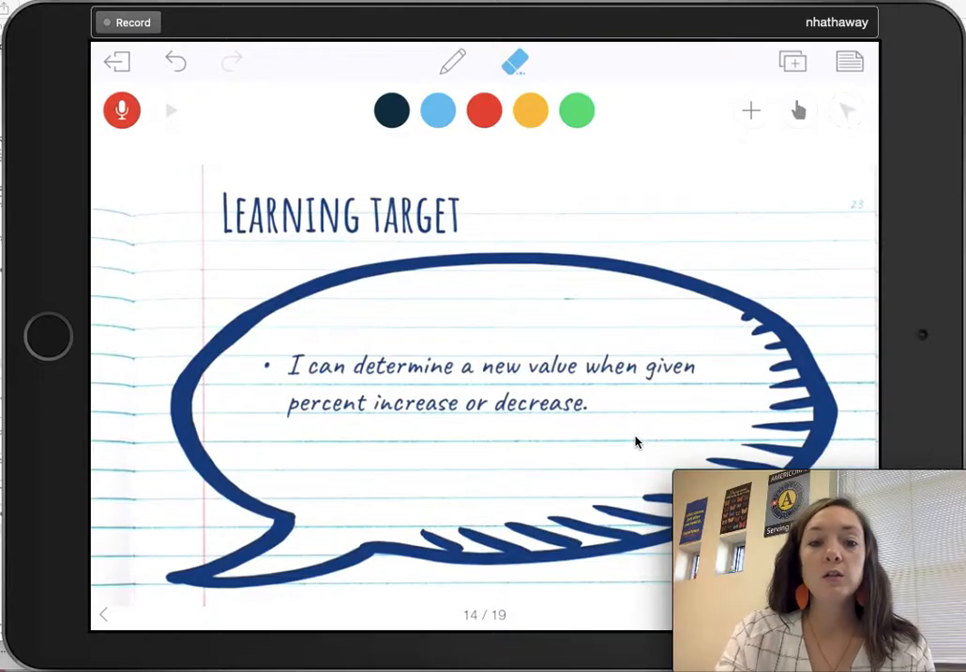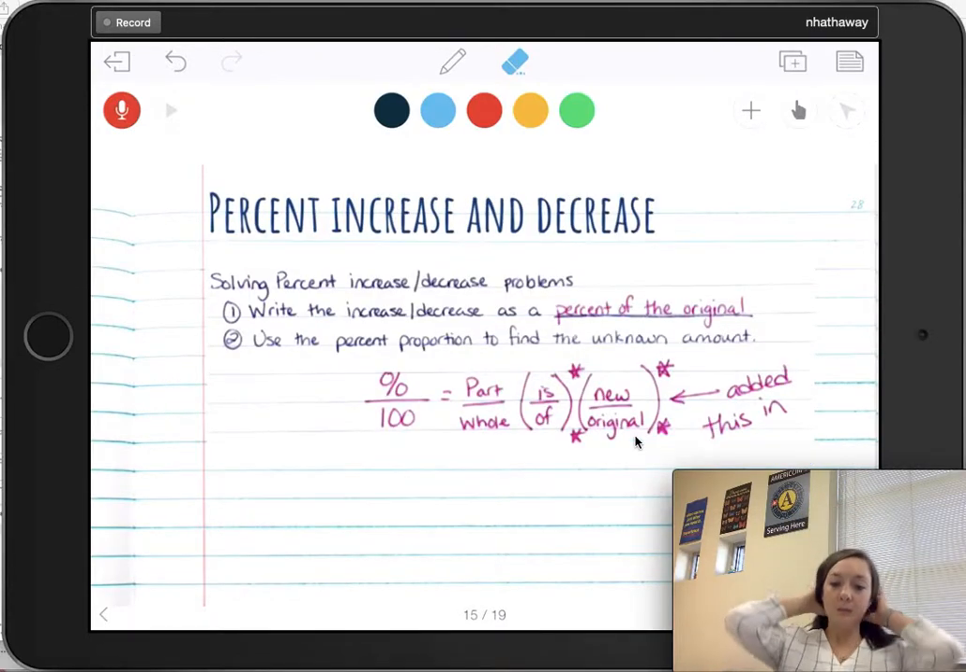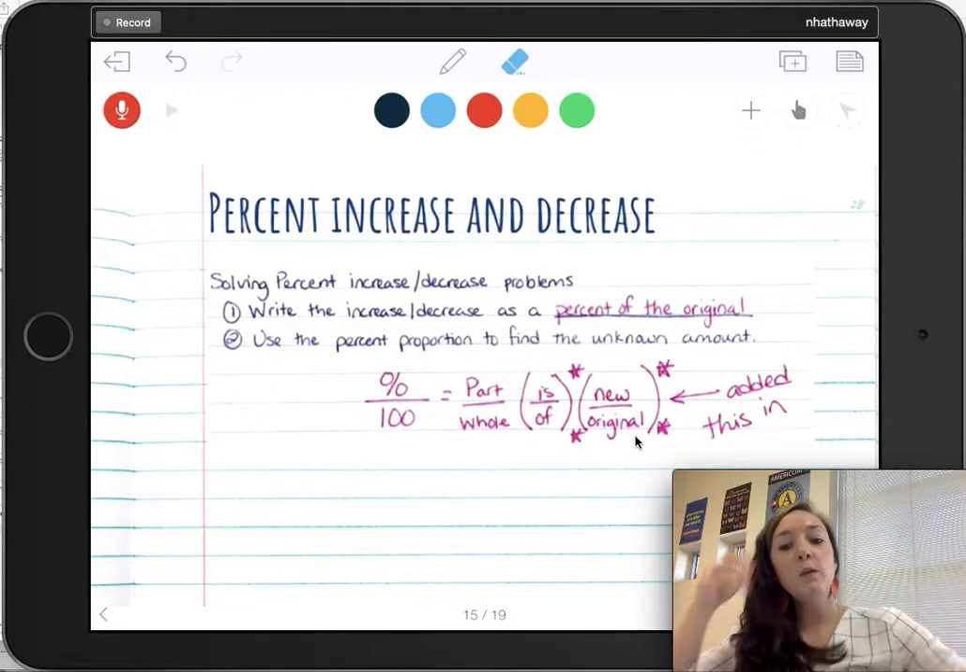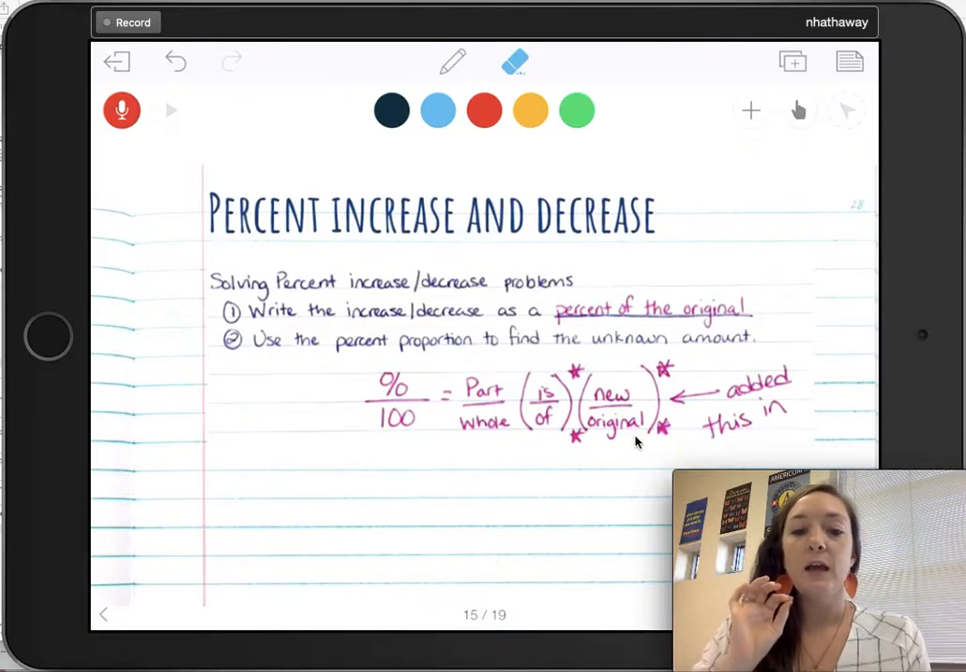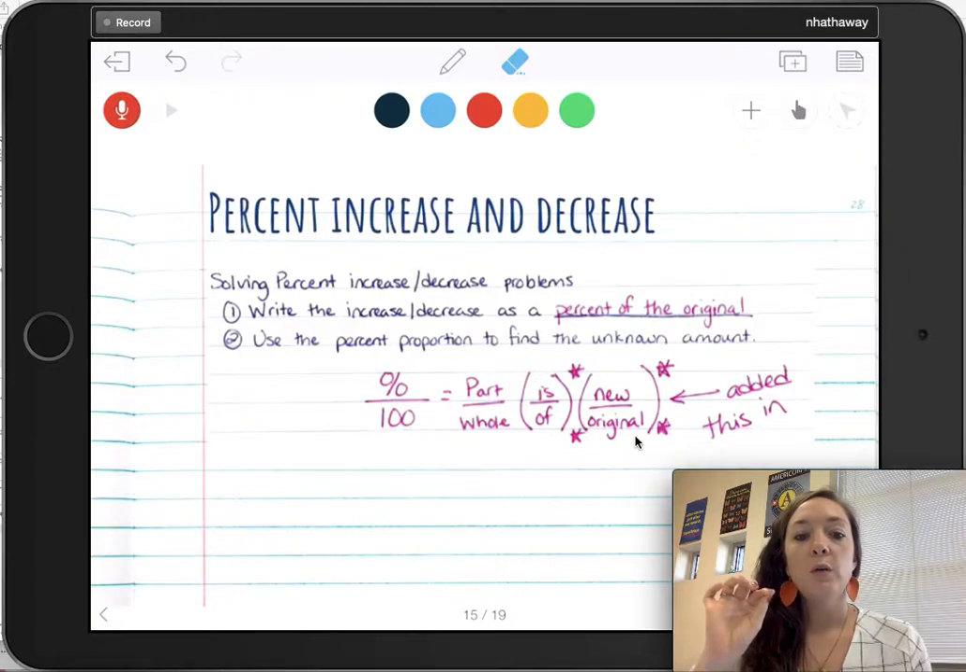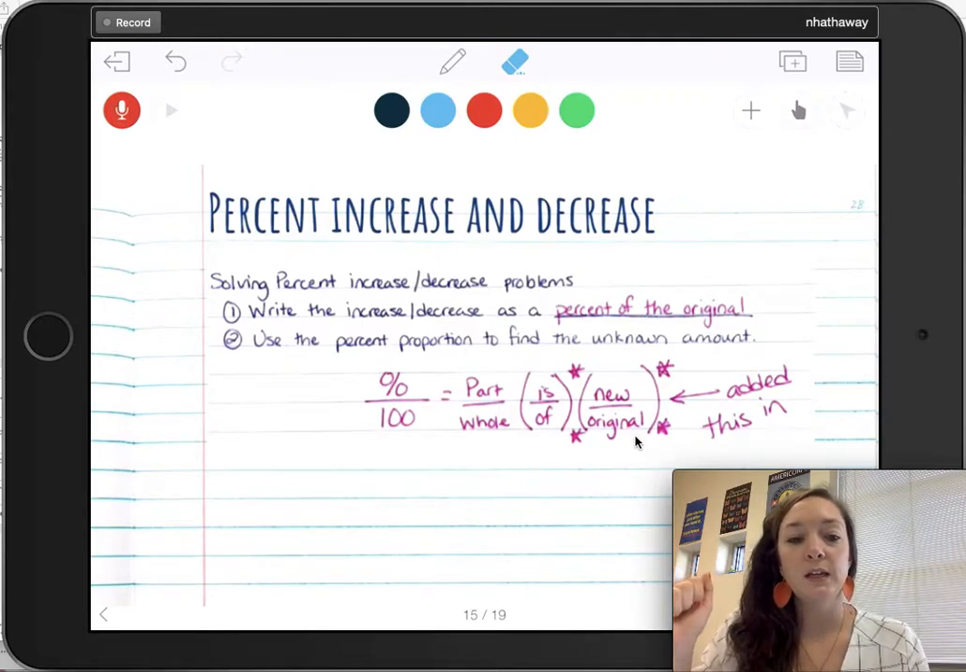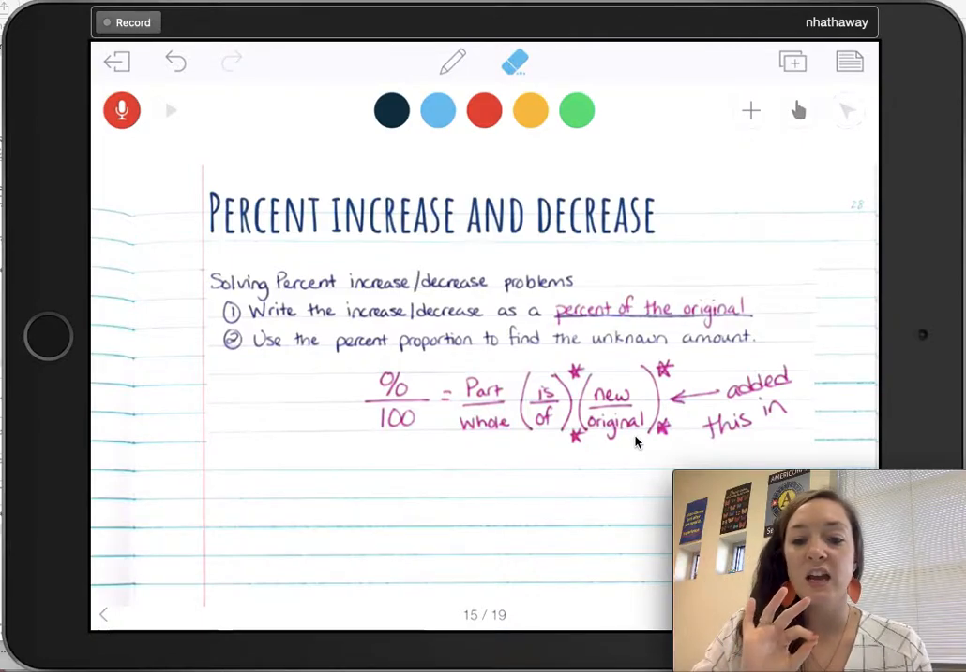So just to recap, let's make sure that we are remembering that proportion that we use. We always write percent increase and decrease as a percent of the original, which we're going to talk about in a second. And then we're going to use this proportion: percent over 100 equals part over whole, is over of, or new over original. I want you to be able to say that in your sleep. You're going to know that by the time we're done with this unit.